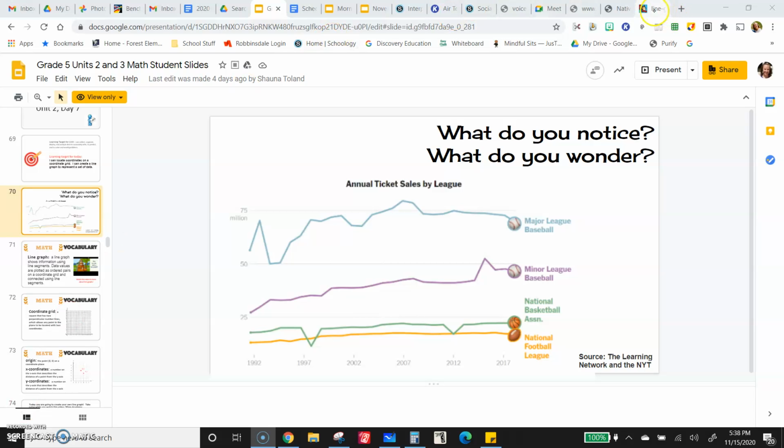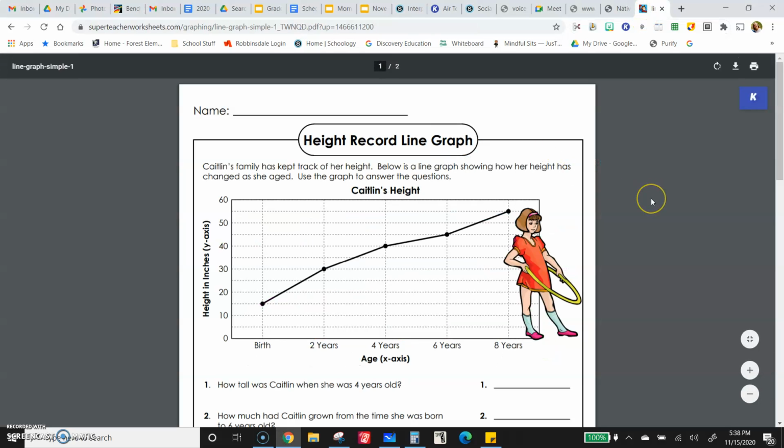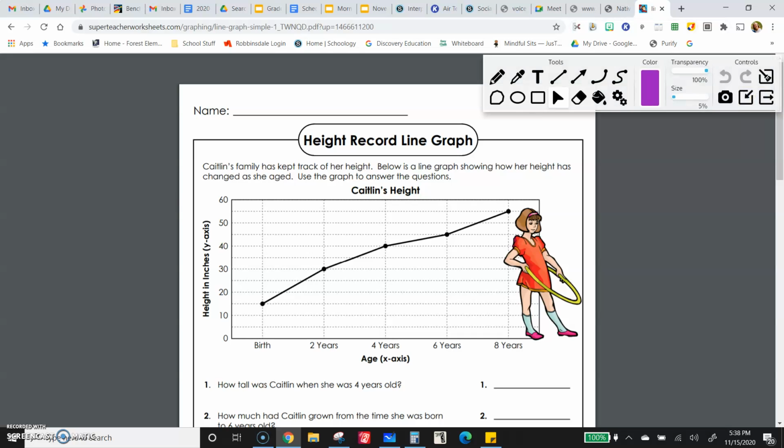Now, let's look at a much simpler line graph. Okay, so here we have Caitlin's height. Caitlin's family has kept track of her height. Below is a line graph showing how her height has changed as she aged. So we have years. That's the amount of time we are looking at the data over. Because remember, it's data over years.